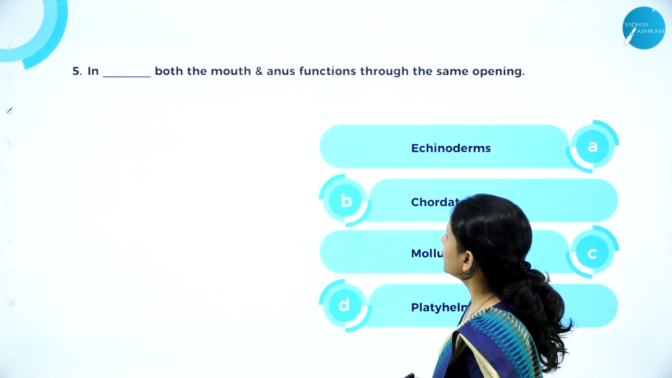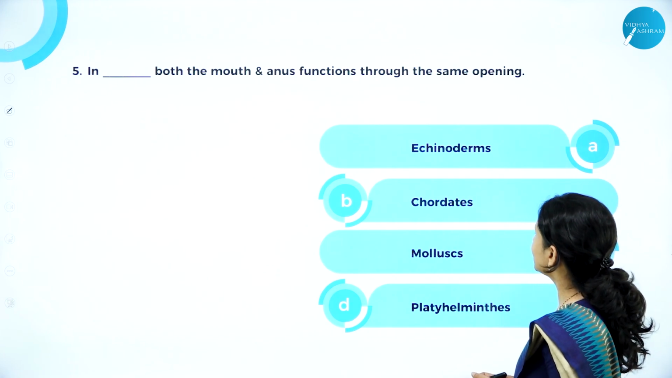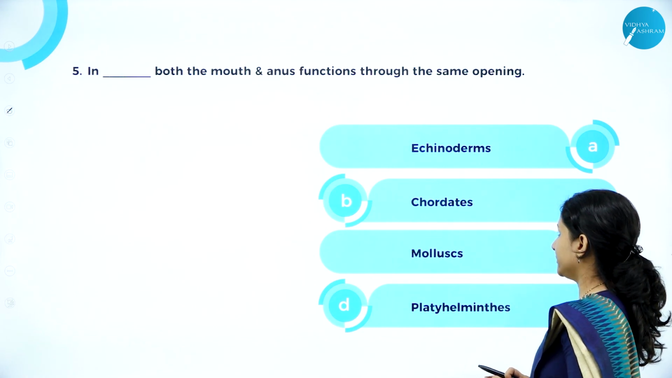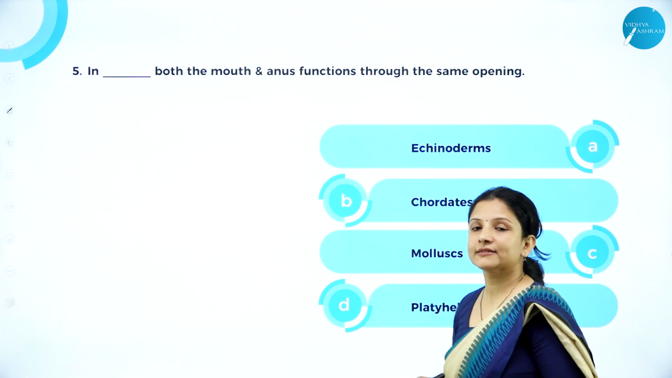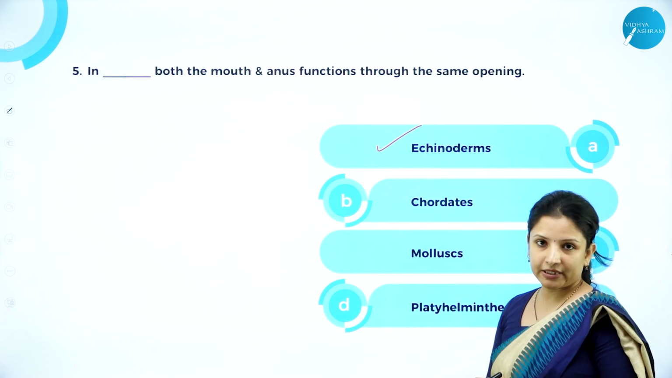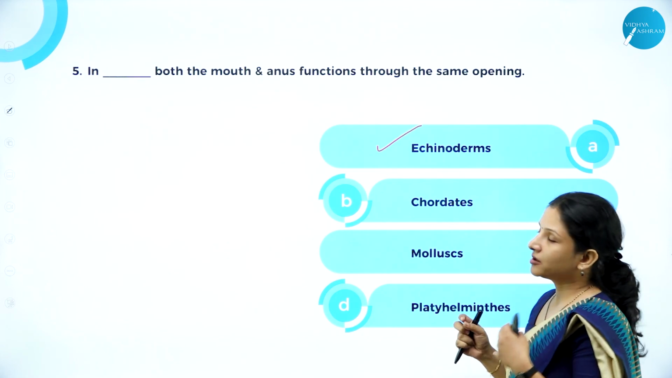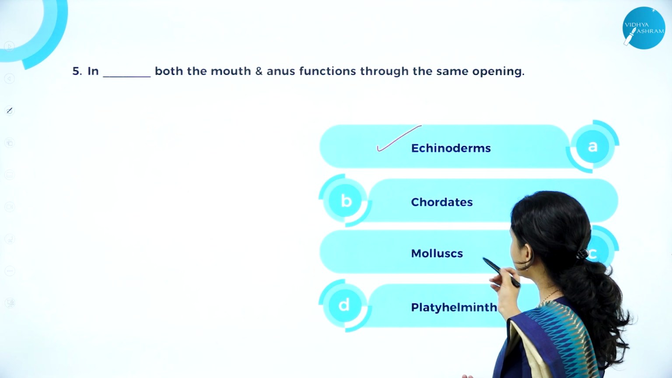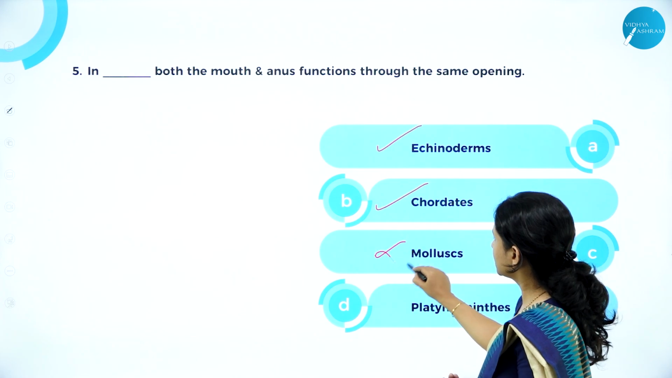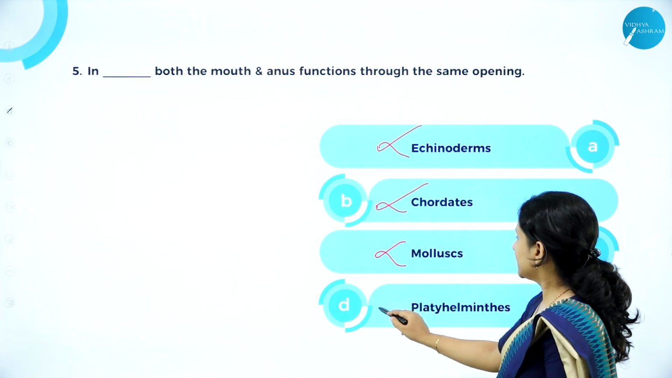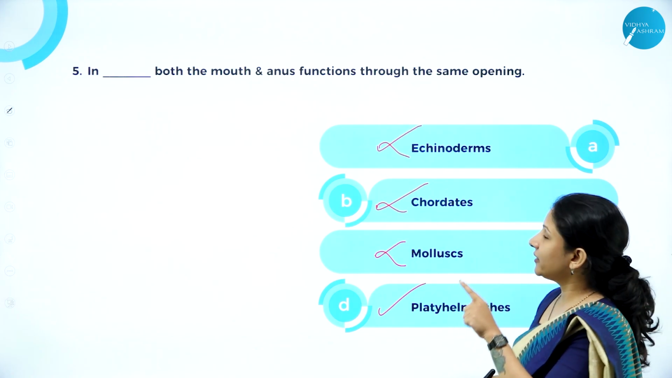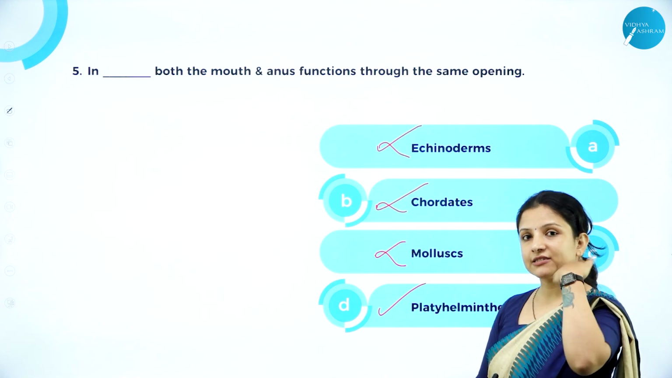In dash, both the mouth and anus function through the same opening. Is it echinoderms, chordates, mollusks, or platyhelminths? It is not chordates, because chordates have a separate opening. Echinoderms, chordates and mollusks have a complete digestive system, that is, the mouth and the anus are different. So all these options are wrong. The right answer is platyhelminths, which has an incomplete digestive system, wherein only one opening is there. Through that opening food enters and waste product comes out.